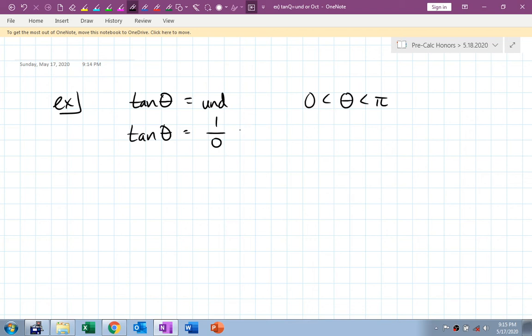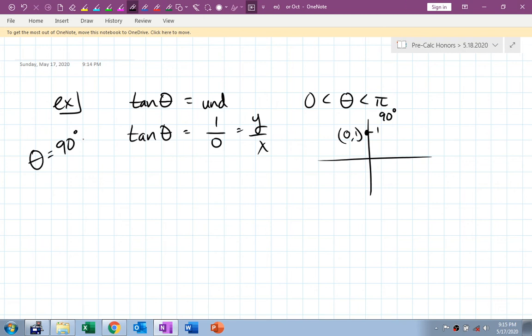Well, if I go 0, 1, right, so this is the point 0, 1, that's at 90 degrees. Oh snap. So I know my angle is 90 degrees, or pi over 2, whatever you want to write. That's going to give me every piece of information I need now.